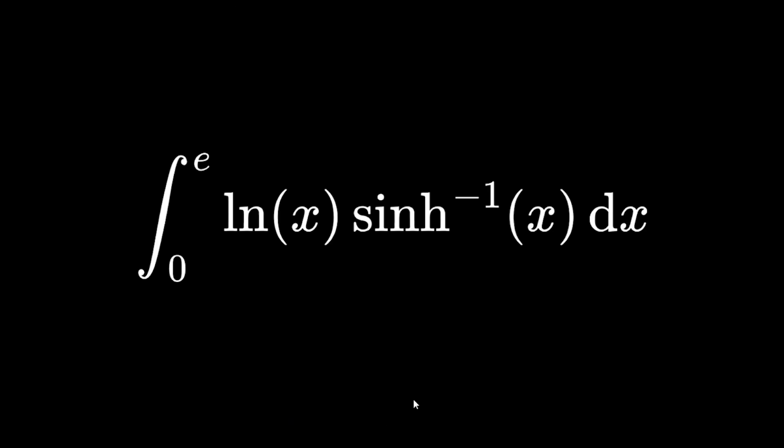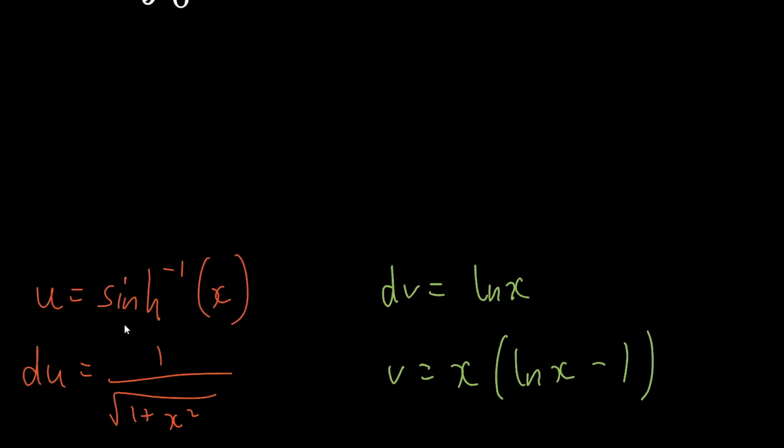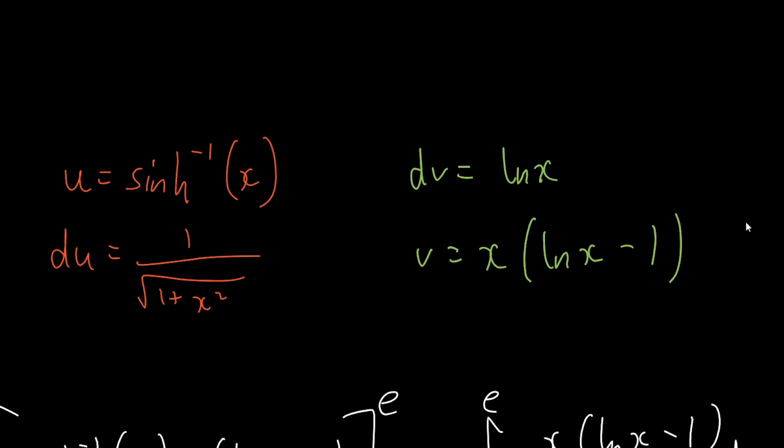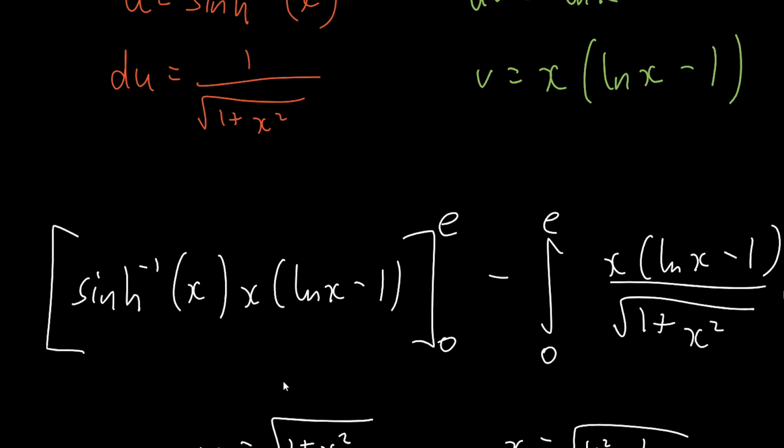And the last integral that we're going to do is going to be the integral between 0 and e of ln x times arcsinh x. So first we're going to do integration by parts. We're going to say u equals arcsinh x, so du equals 1 over square root 1 plus x squared. Say dv equals ln x, so v equals x times ln x minus 1. So this is what we're working with now.